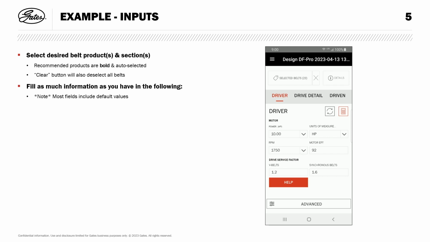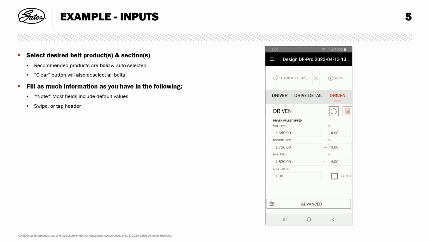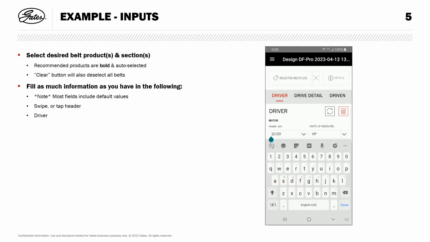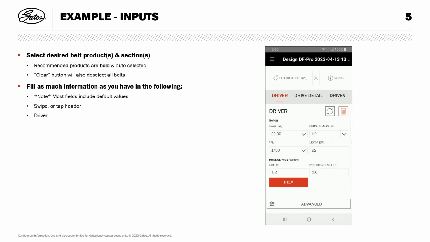One more navigation note. To move within DF Pro, you can swipe the screen or tap the header of the section you'd like to work with. So, let's start with the Driver tab. We'll enter our customer's provided information, including the 20 horsepower and 1750 RPM motor speed.